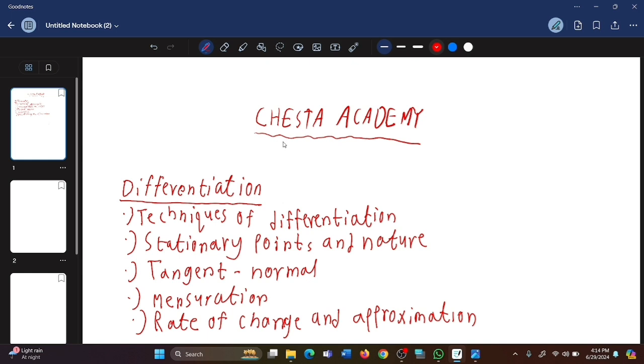As you can see, I have written some topics of differentiation on this page. These are the several topics of differentiation you need to know. Differentiation consists of five topics according to our syllabus: techniques of differentiation, stationary points and nature, tangent and normal, mensuration, and rate of change and approximation. I'll be covering all the topics in this video by showing you various problems of all the topics. So let's not waste any more time and let's get started.